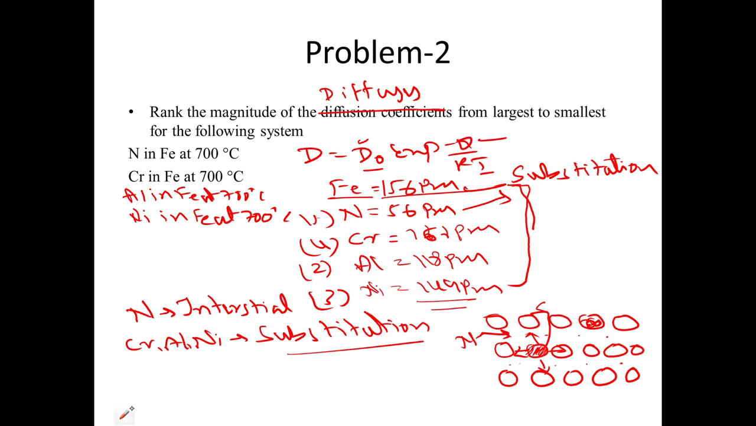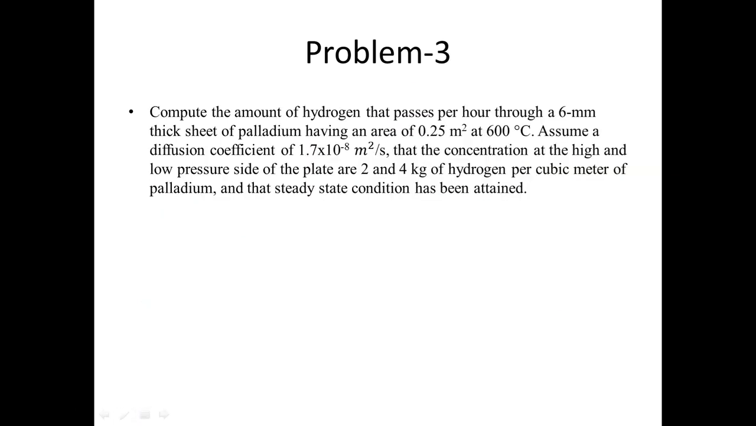Okay, so this is all about the second question. The third question is: compute the amount of hydrogen that passes per hour through a 6 mm thick sheet of palladium having an area of cross section of 0.25 meter square at 600 degrees Celsius, assuming a diffusion coefficient of 1.7 into 10 to the power minus 8 meter square per second, and that the concentrations at the high and low pressure side of the plate are 2 and 4 kg of hydrogen per meter cube of palladium, and assume that the steady condition has been attained.